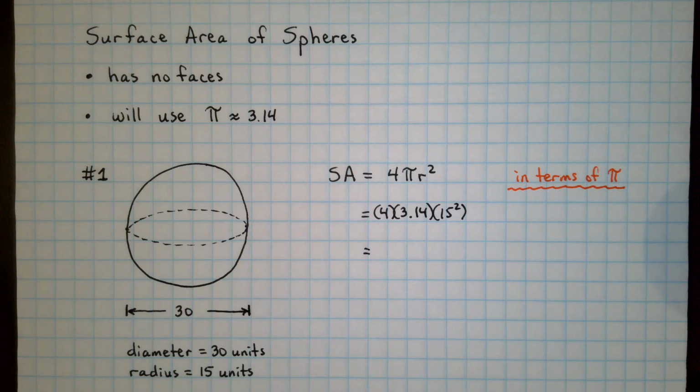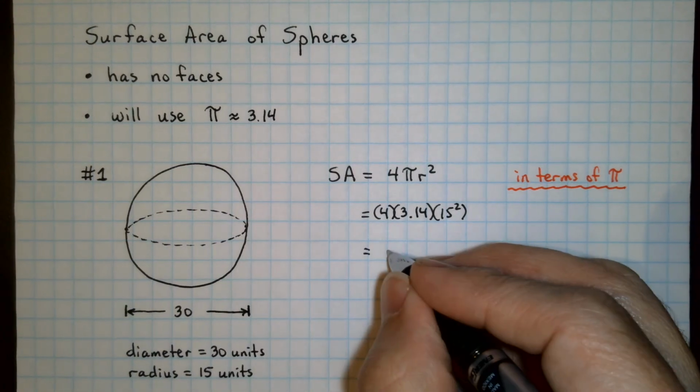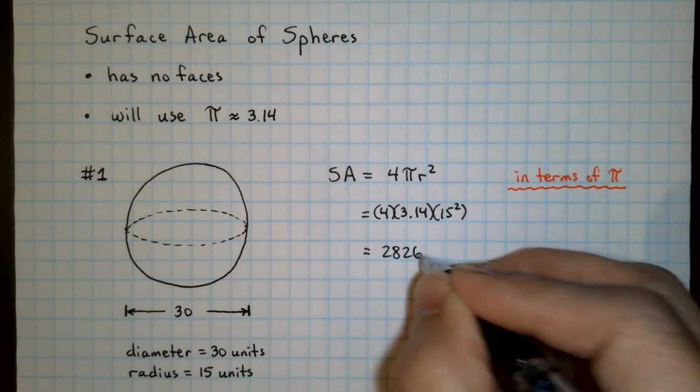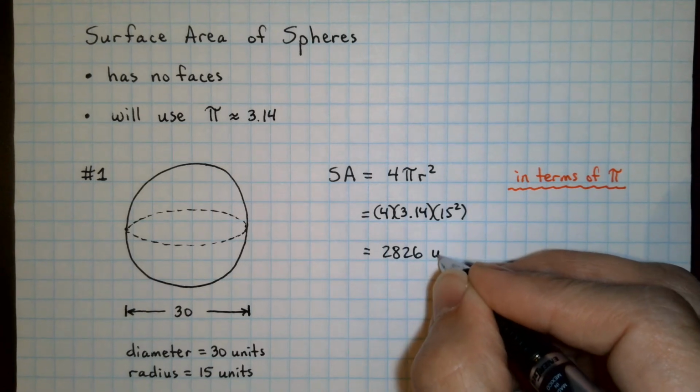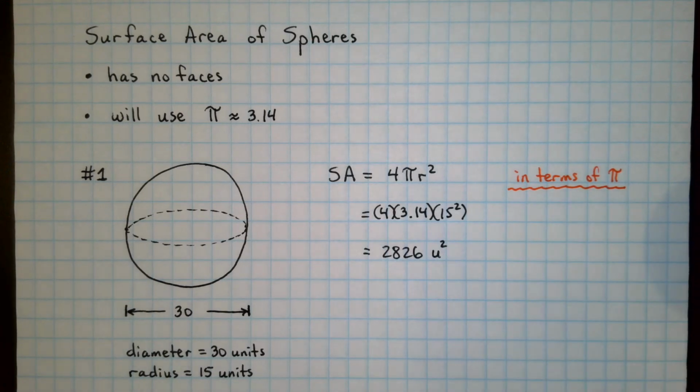If I type it in the calculator, I've got 4 times 3.14 times 15 squared, and I get 2,826, and this will be units squared. Well, you can give your answer in terms of pi as well.